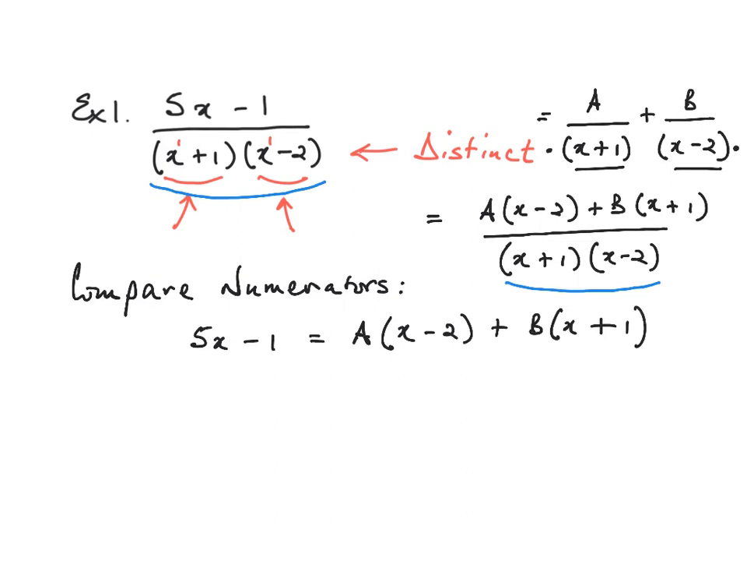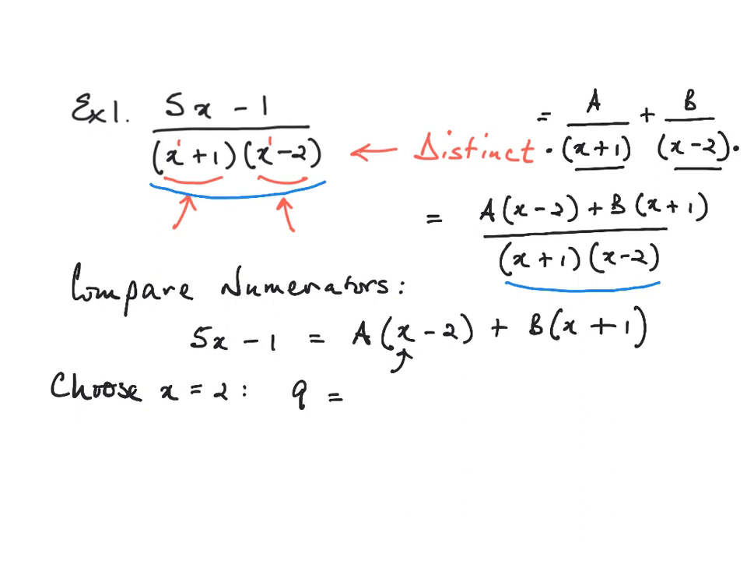So how do we work out the values of a and b? We choose values of x which will find us a and b. Now this is a nice simple question. I'm going to choose x equals 2 because when I put x equals 2 into this bracket it will disappear. So I have 5 lots of 2. 5 times 2 is 10 minus 1 is 9. I have 9 on the left hand side.